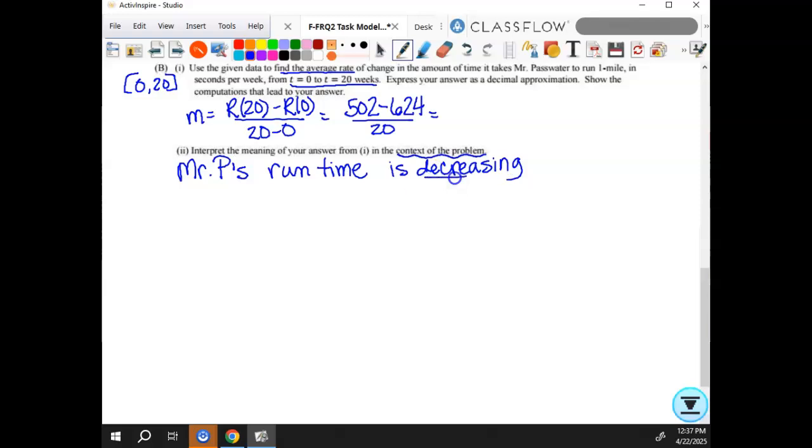So this decreasing is important. We'd have to put either increasing or decreasing, okay? At an average, that's another very important word, because this is average rate of change. It's not instantaneous. This thing isn't actually linear. It is an estimation of it, really. So at an average rate of, and we don't know what that rate is yet because we haven't found it, so I'm going to put a blank there for that. And I need units on that, but look, it even tells me right here when it told me to do it. Seconds per week.